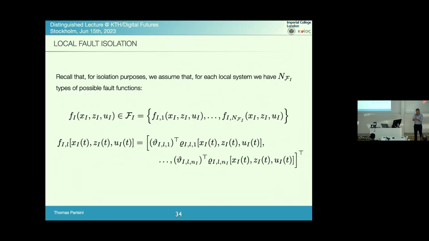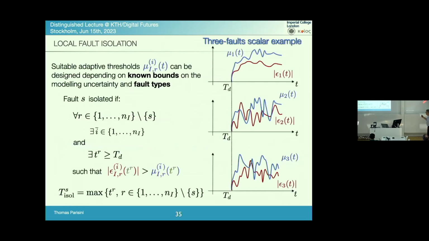But of course, if you are not able to associate the effect of the fault to any of those, then you give up. You say, okay, there is a fault, I'm not able to tell. And the interesting thing is that, again, we have shown that there are no false isolation decisions. Of course, you might miss isolating a fault, but there are no false alarms in a way, again.